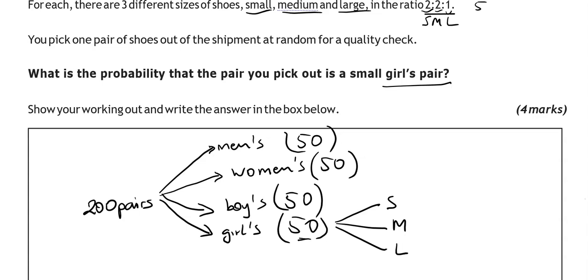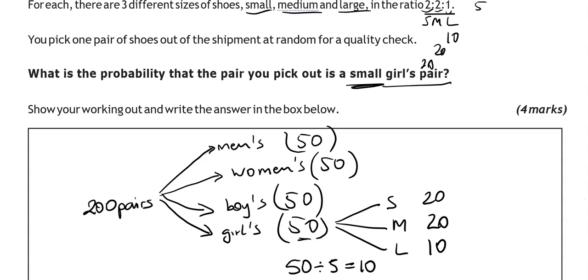So the 50 is going to be divided by 5 to work out how many for 1 unit. That gives us 10. So this one in here, the large, has 10. The medium is 2 lots of 10, so that is 20. And the small, 2 lots of 10, again 20. So 20, 20, 10. What's the probability that the pair you pick out is a small girl's pair?